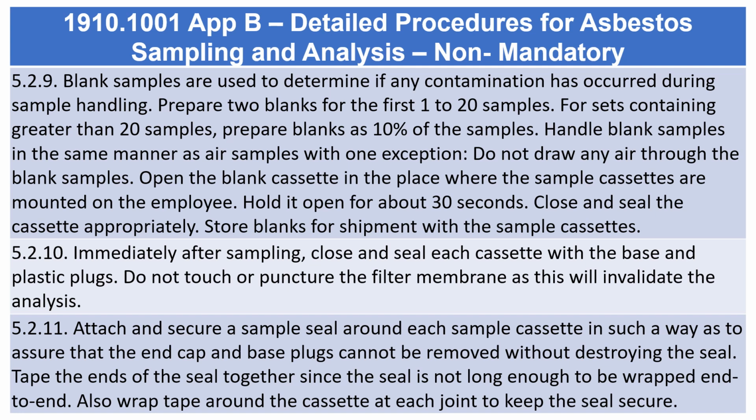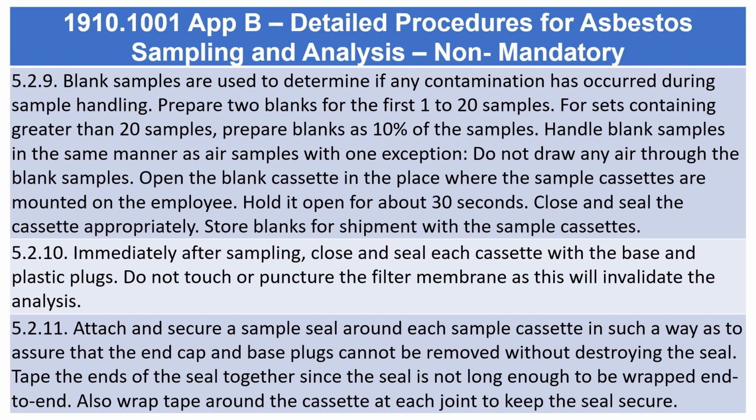5.2.9. Blank samples are used to determine if any contamination has occurred during sample handling. Prepare 2 blanks for the first 1 to 20 samples. For sets containing greater than 20 samples, prepare blanks as 10% of the samples. Handle blank samples in the same manner as air samples with one exception: do not draw any air through the blank samples. Open the blank cassette in the place where the sample cassettes are mounted on the employee. Hold it open for about 30 seconds. Close and seal the cassette appropriately. Store blanks for shipment with the sample cassettes.